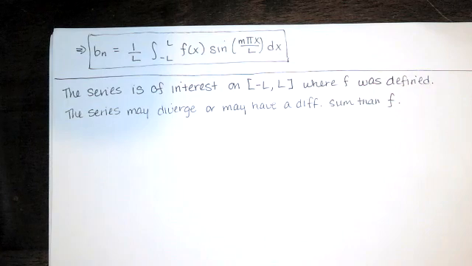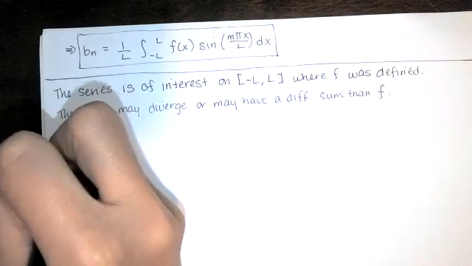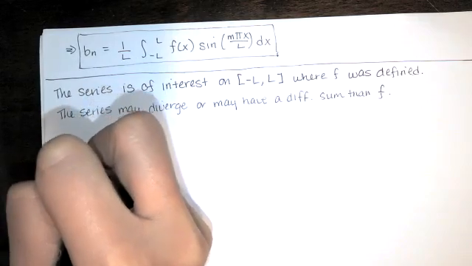We need to talk about what it means for a function to be piecewise continuous, and what it means for a function to be piecewise smooth or smooth on a given interval. And then we'll be able to talk about convergence in some cases related to piecewise smooth functions and piecewise continuous functions. So, piecewise continuous functions f.